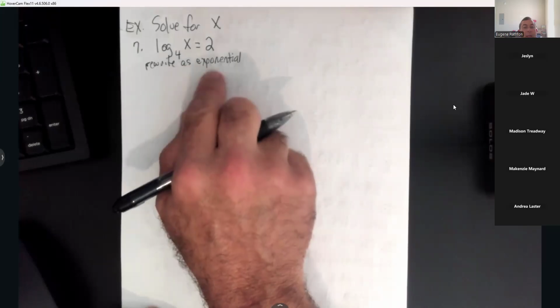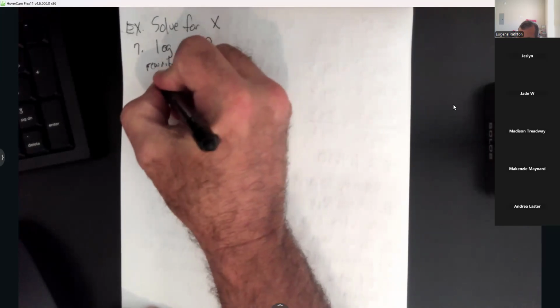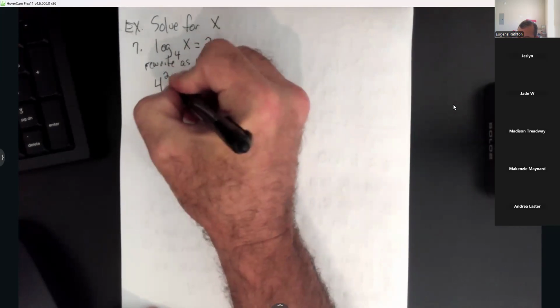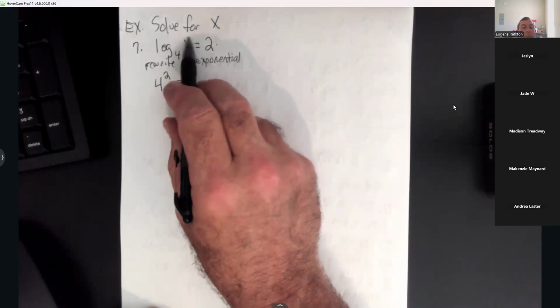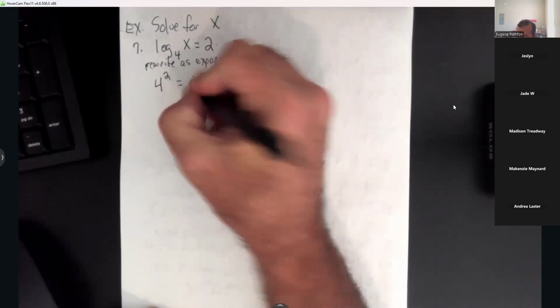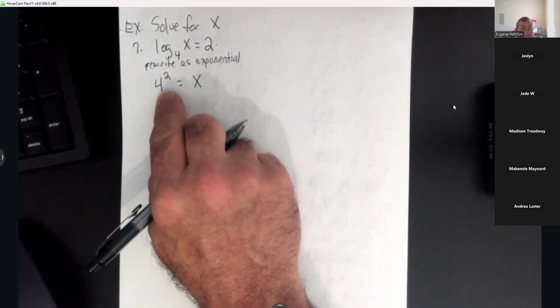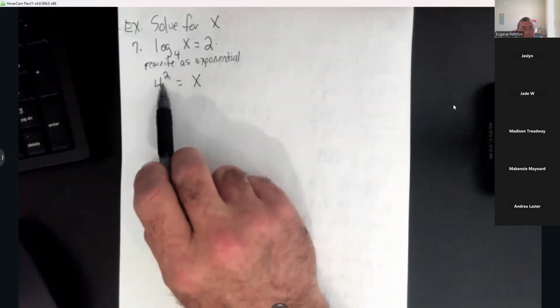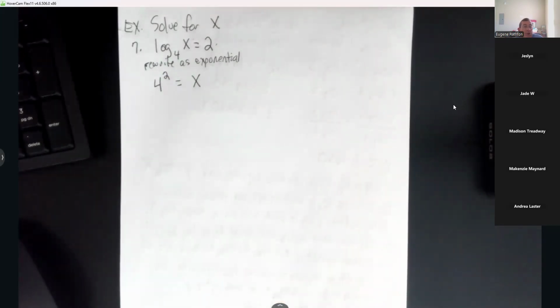Okay? So to rewrite it as exponential, I take the base of a 4, bring that down. The exponent for the 4 will be the 2. And this 4 squared has to equal that result of an x. So that's how they're going to look when you rewrite them as exponential. And y'all look at that. We've only got one thing we can do to this, and that's to figure out what 4 squared is. So y'all ask y'all, what is 4 squared going to give us?